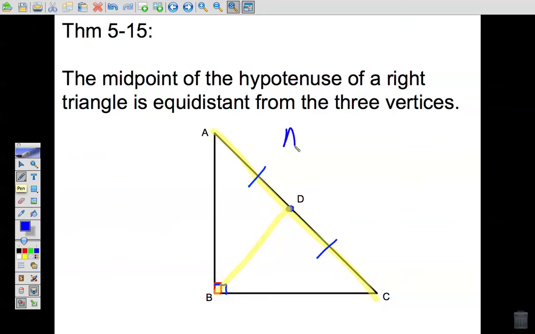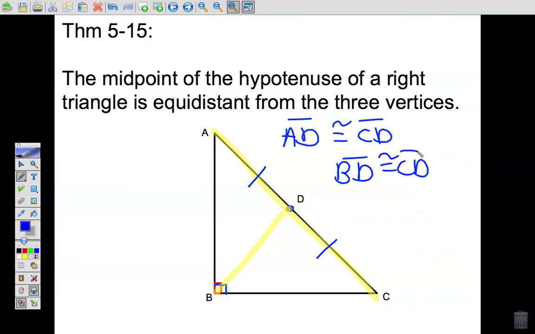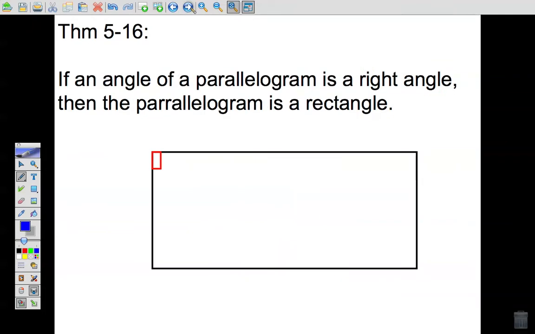So AD is congruent to CD, and also BD is congruent to CD, and so on. So in other words, this part is the same distance as this part, which is the same distance as that part. Okay? That's only if D is a midpoint. All right, pause this and write down theorem 516.